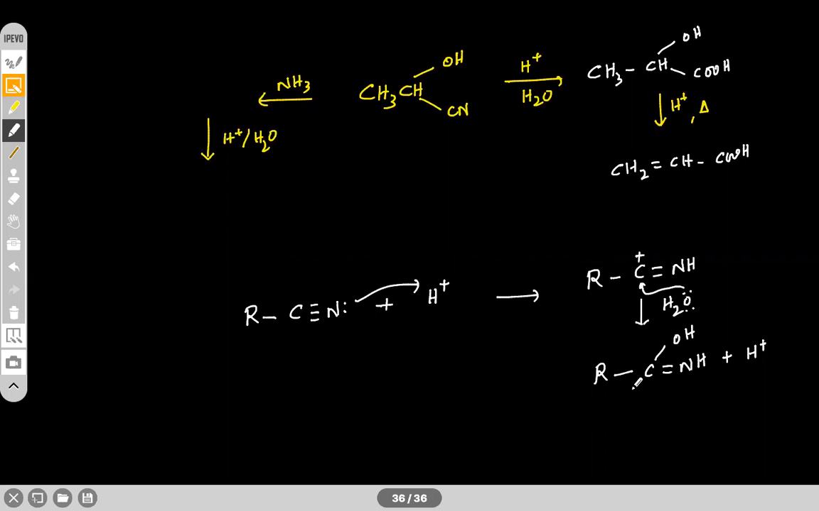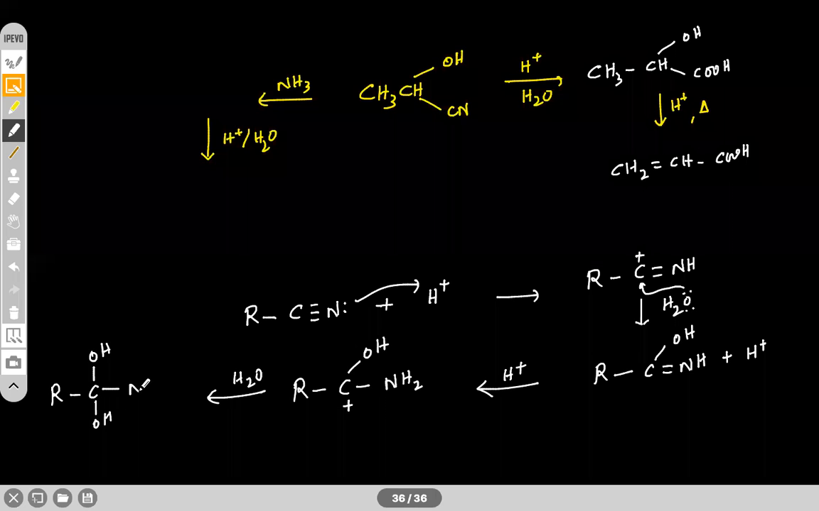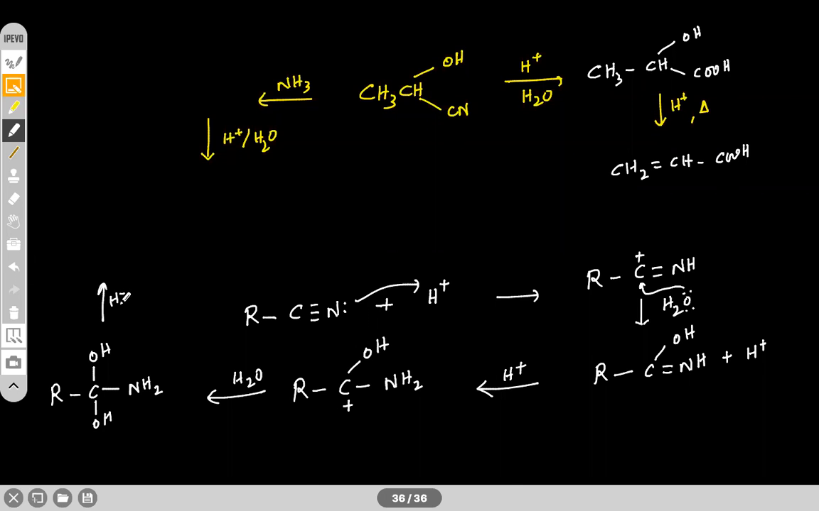Now the same thing again. With H plus, again this nitrogen gets protonated, and we get RC single bond NH2 positive charge, with the OH we already have here. Then H2O again attacks the carbon, we get RC OH, OH, NH2. Then again nitrogen protonates, forming NH3 plus, and NH3 goes out.